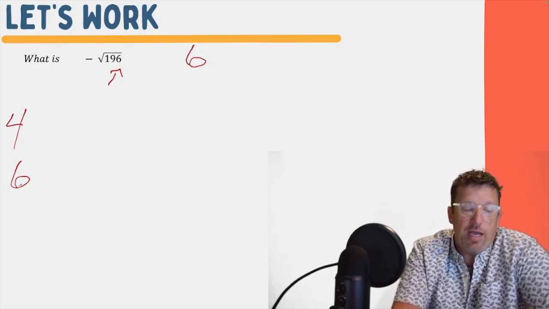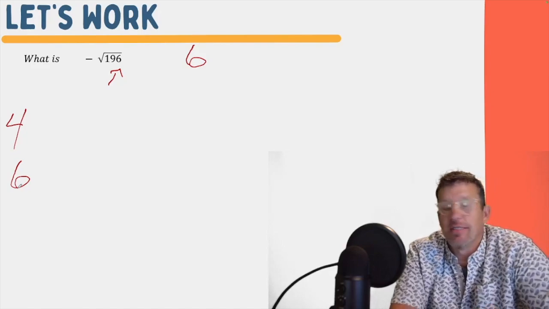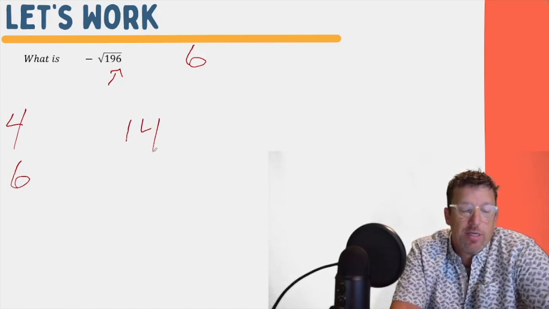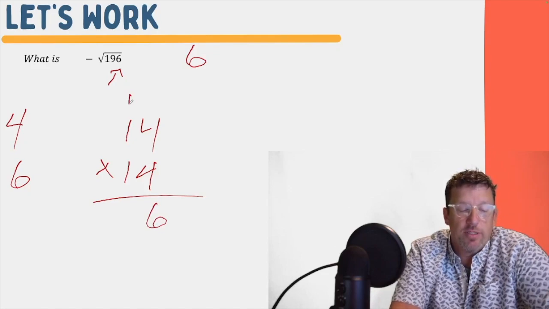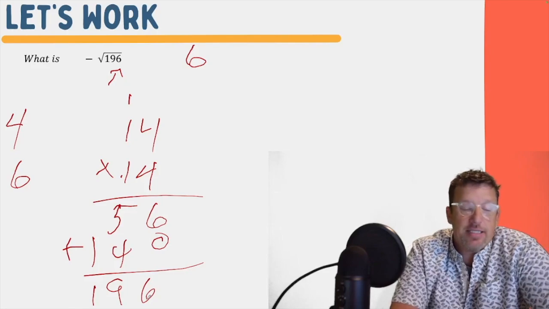Well, let's try. We know 4 times 4 is 16, so that's not 196. So what's the next number that ends in 4? Well, it's 14. And what is 14 times 14? Well, 4 times 4 is 16. 4 times 1 is 4 plus 1 is 5. Go ahead and give yourself that magic 0. 1 times 4 is 4. 1 times 1 is 1. And when you add those up, you are going to get 196. And that's the number we're looking for.